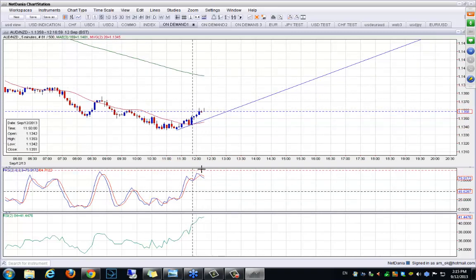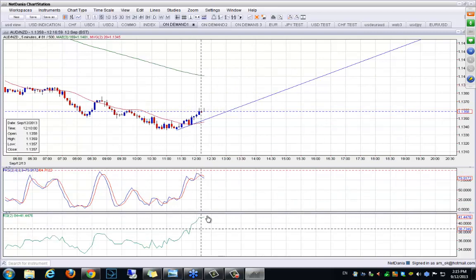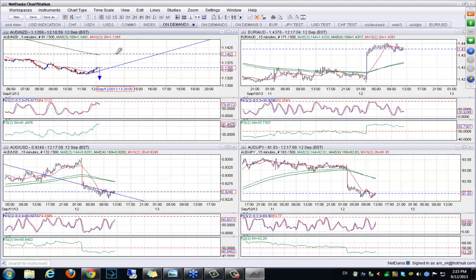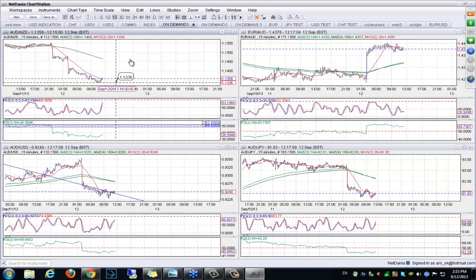As you can see, the stochastic is reaching a higher rate. The RSI is way at the bottom. A great potential for a cross and a continuance of a downtrend on the Australian dollar versus the New Zealand. So I would wait for the opportunity to join that movement.